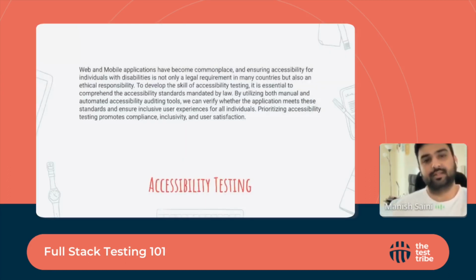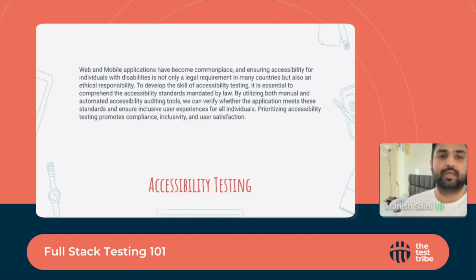Okay, now the accessibility testing. The innovation which has changed everything also makes applications more accessible to everyone. You have heard that Apple and Samsung have products which cater to all audiences, including individuals with disabilities, and they have created products which can be accessible to everyone. That's how accessibility testing plays a role.